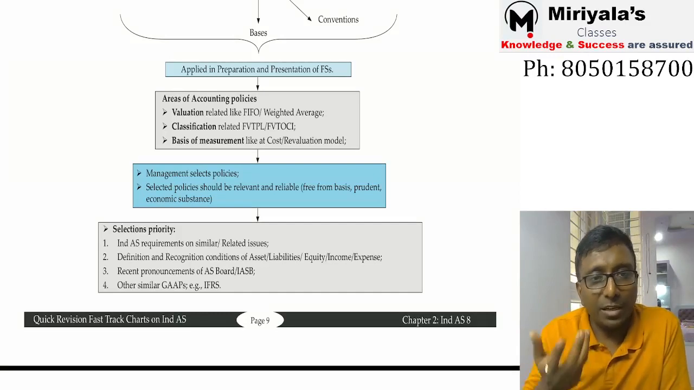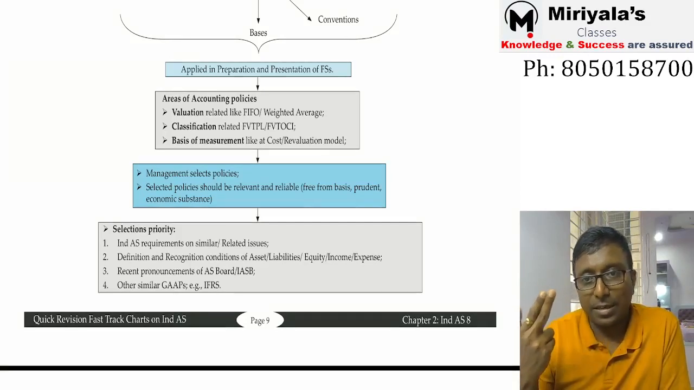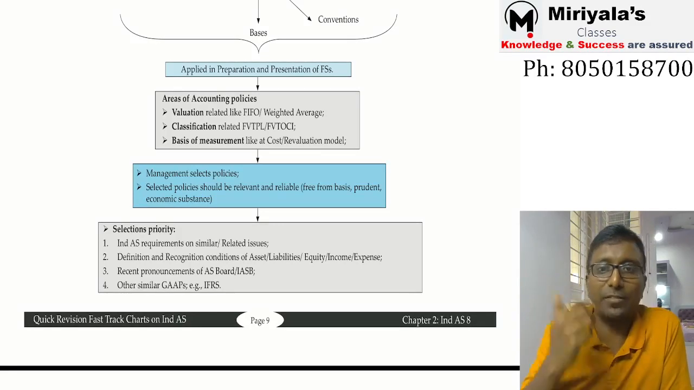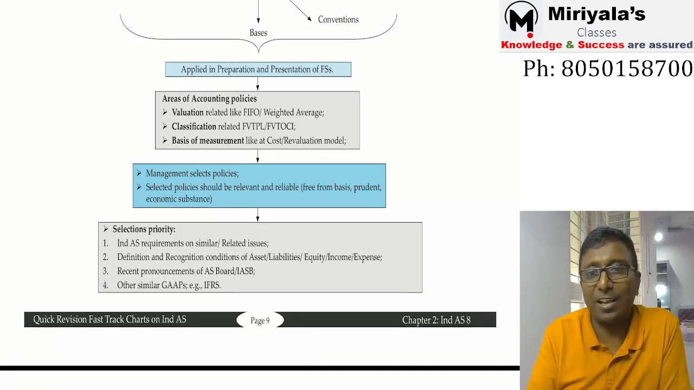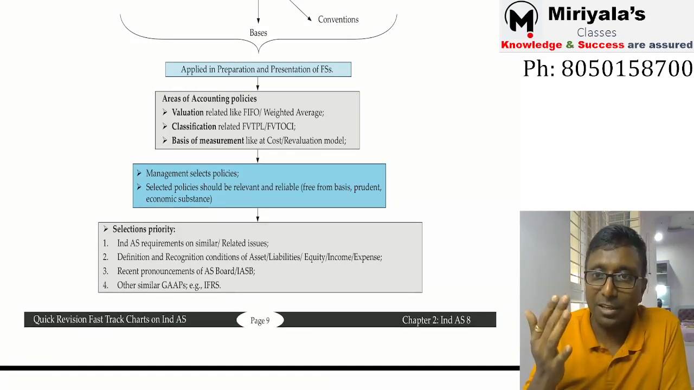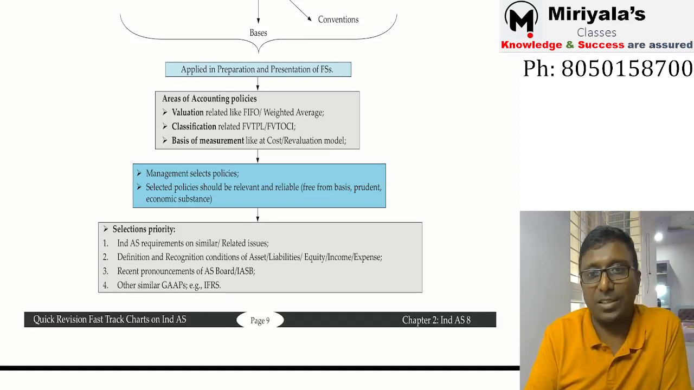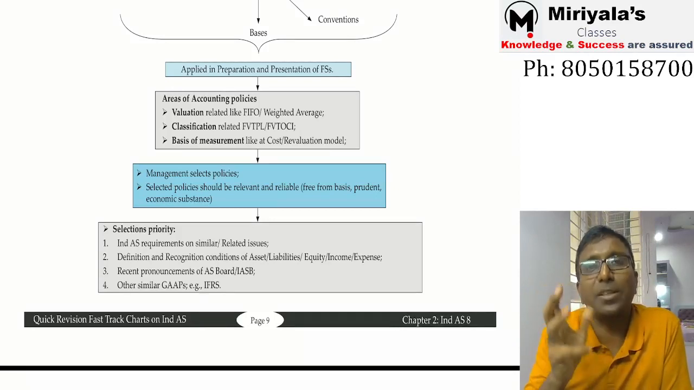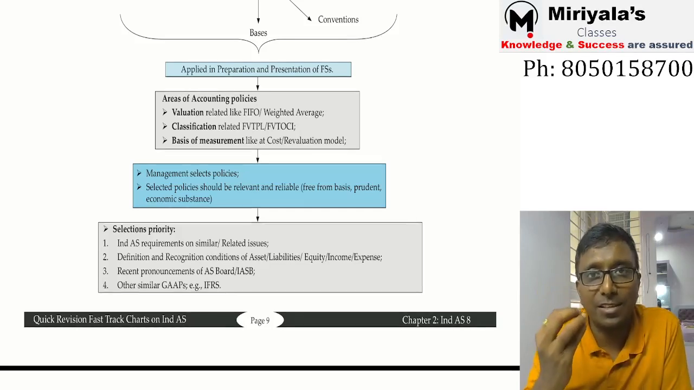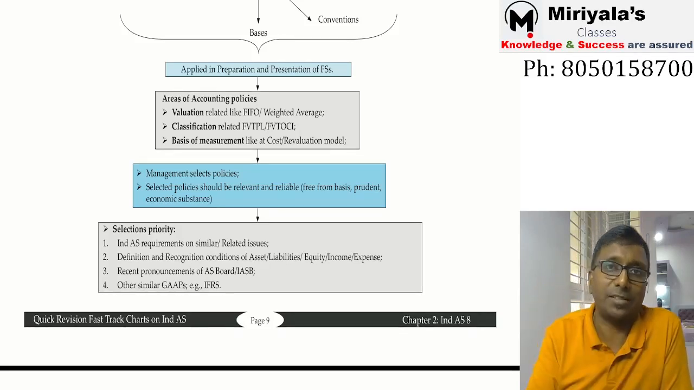Oh, is it? Then it is immediately the second concept. What is it giving? You should go by the definition and recognition criteria of the asset, liability, income, expenditure, and equity. So you are supposed to go by the basic principle which I discussed on day one of my discussion.